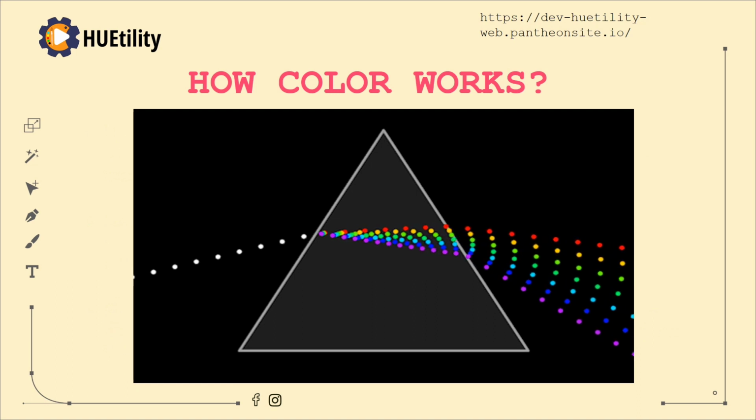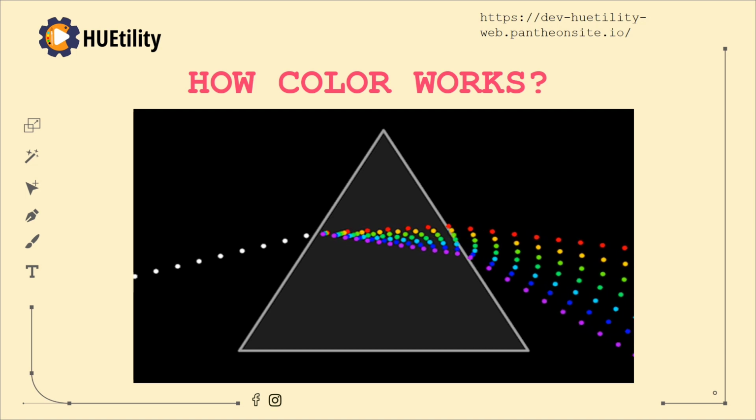With this simple explanation, we can say that the colors that we see are the results of wavelengths of the light that is reflected or absorbed by the object.